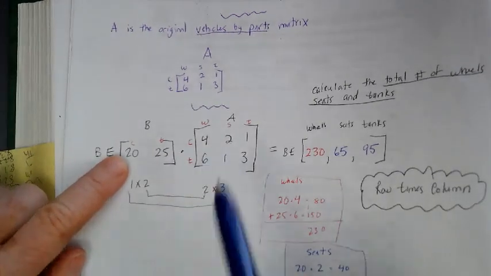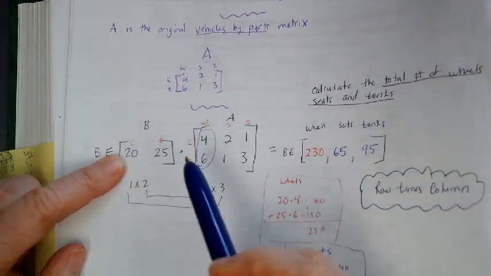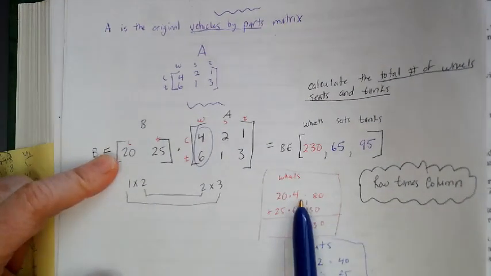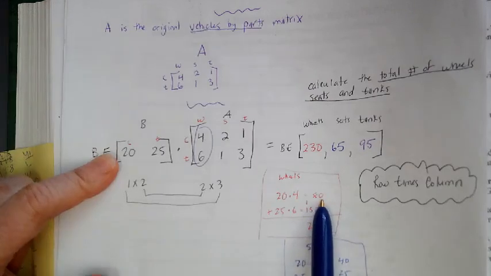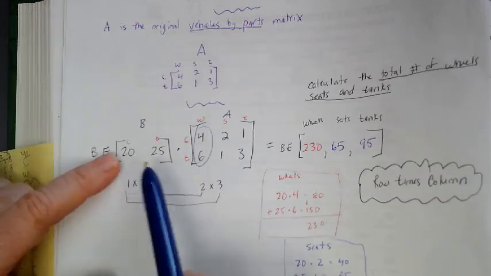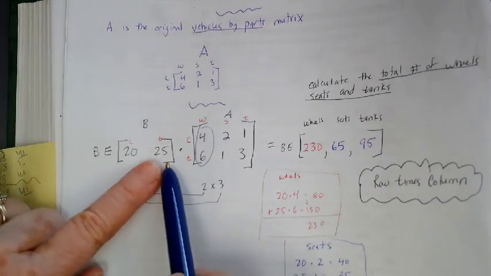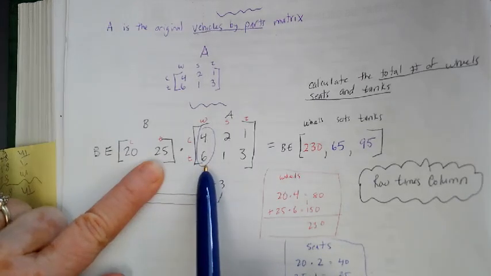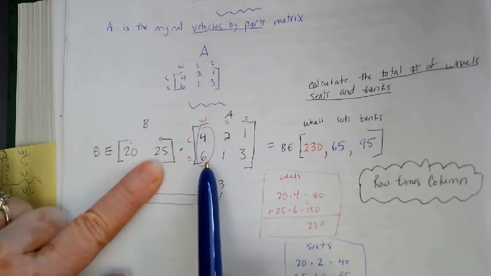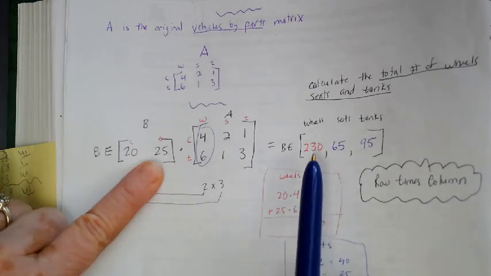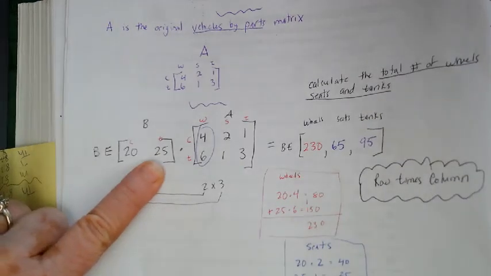So I'm going to go 20 times 4, and I did the calculation right here. 20 times 4 gives me 80 wheels. That's going to cover all the cars. But then I go not 20 times 6, but 25 times 6, because they need 25 trucks, and each truck has 6 wheels. So 25 times 6 is 150. I get 80 plus 150, and I just added them up, and I got 230. That's the total number of wheels.